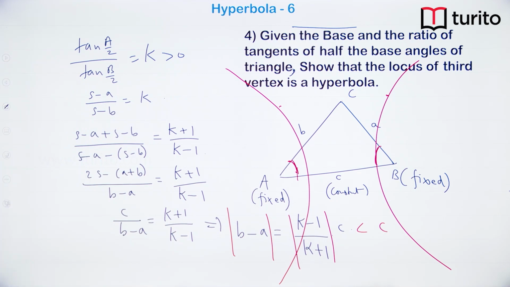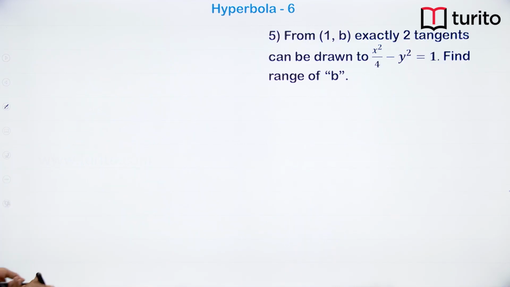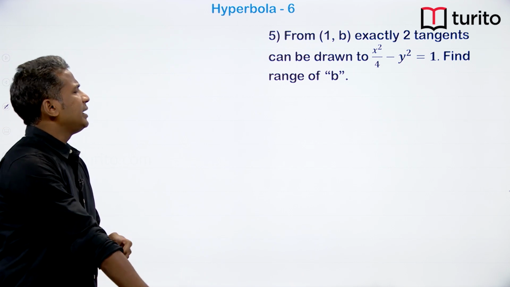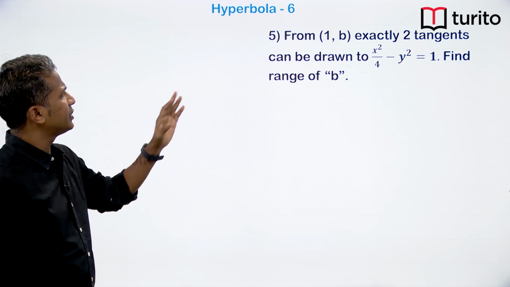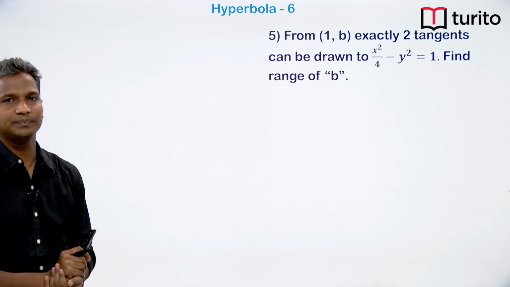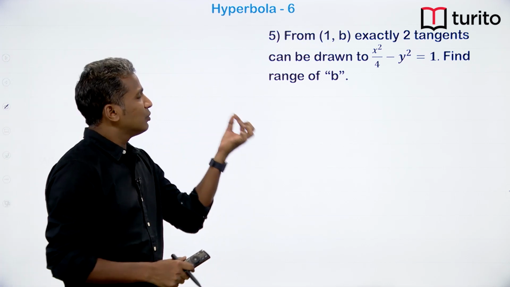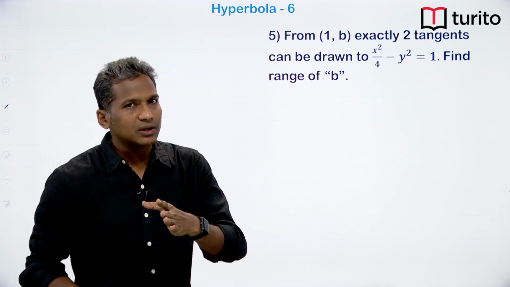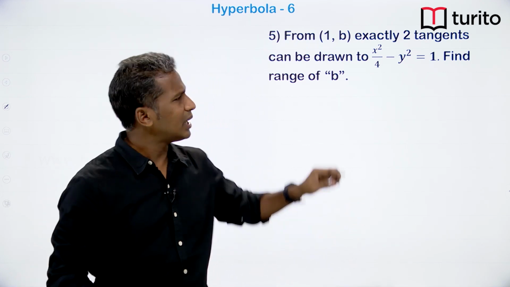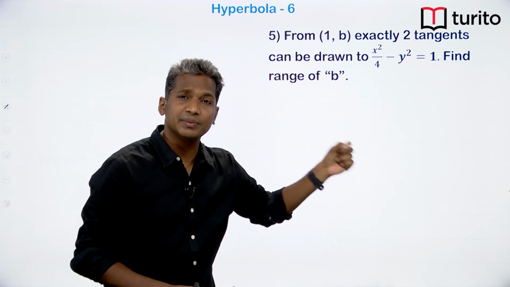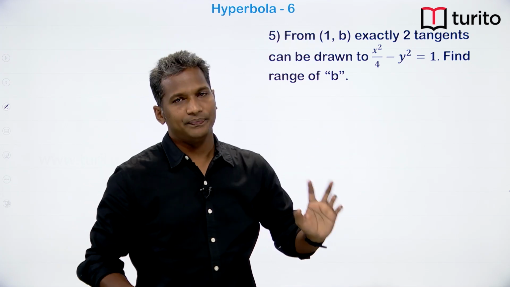We will move on to the next question now. From (1, b), exactly 2 tangents can be drawn to this curve. Find the range of b. How do we solve this? We don't know for sure whether the point is on the curve or outside the curve, but it is given that 2 tangents must be drawn, so the point must be outside.